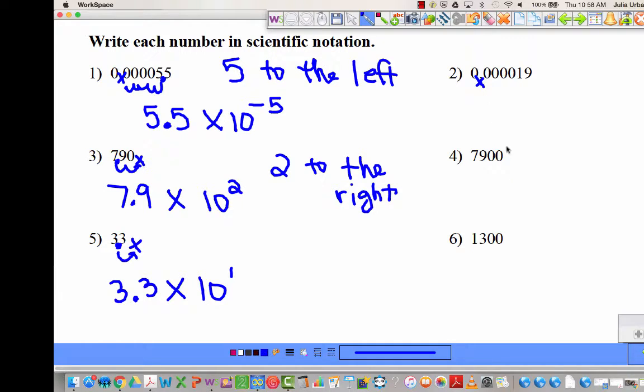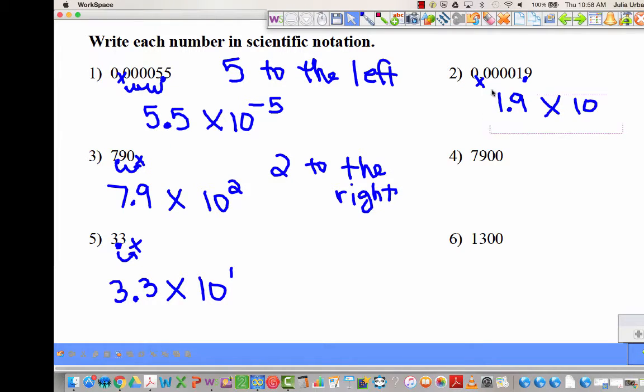Where does my new dot have to go? After what number? After the 1. Good. Good job. So all of these are zeros. The only zeros you have to count is if it's between the numbers. You don't have to count any zeros before or after the numbers. So it's 1.9 times a 10. Good. Now we have to figure out the power.